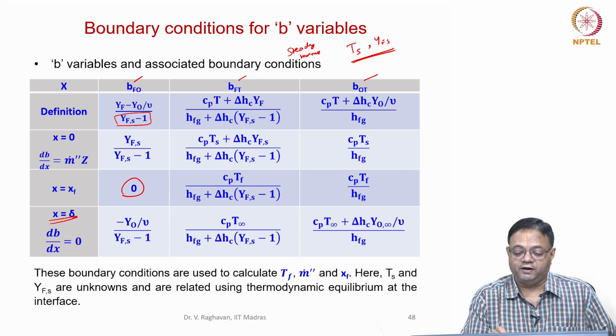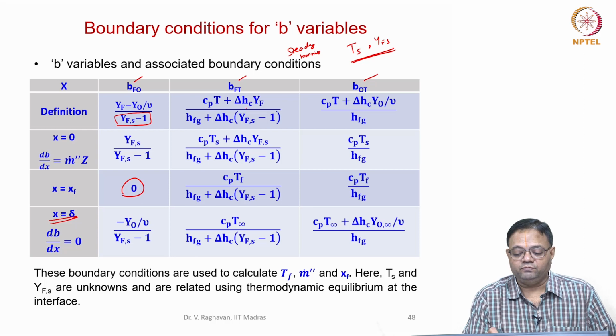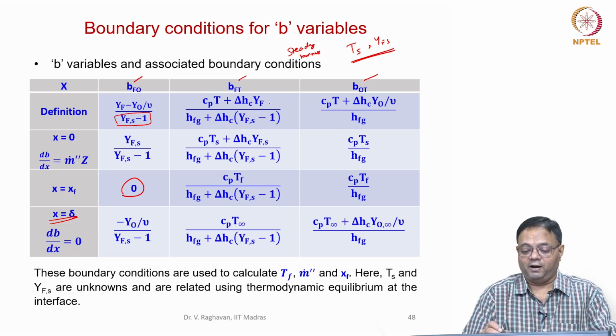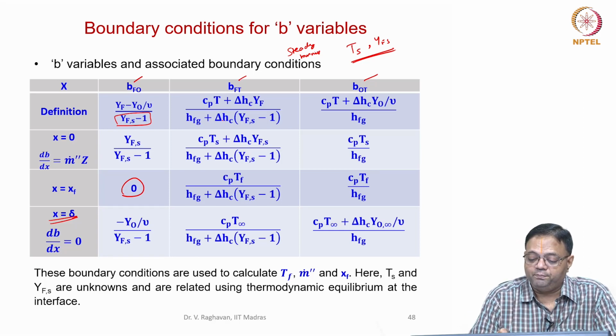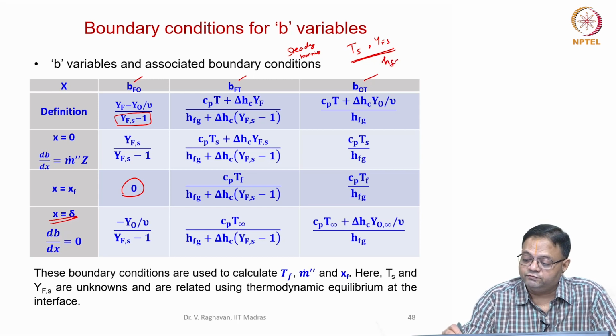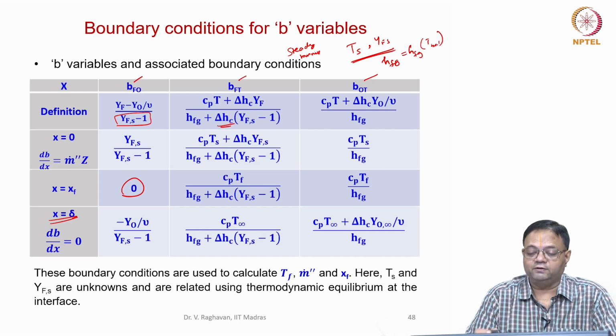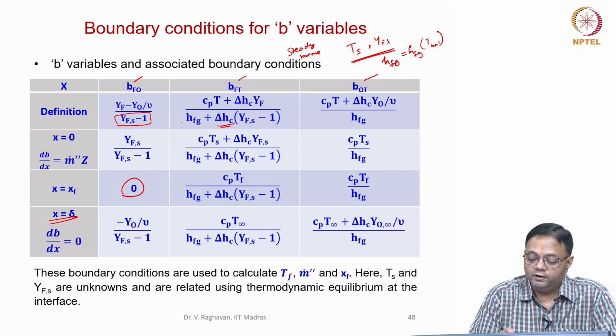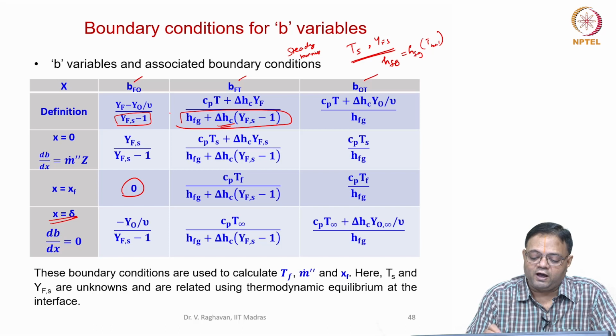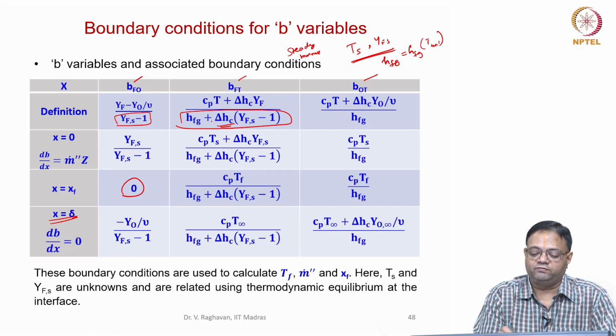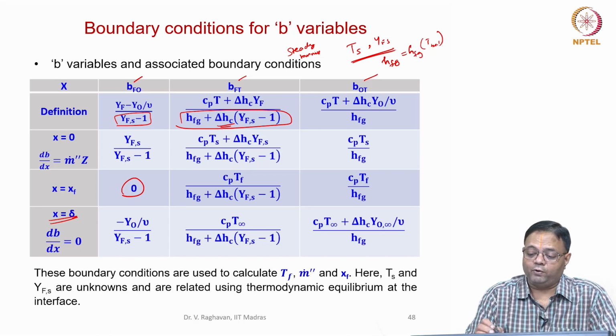BFT is defined as actually CpT plus delta Hc into YF, but I am normalizing this by HFG plus delta Hc into YFS minus 1, all are constant. Please see that HFG is the HFG value at T boil, so this is also constant. Delta Hc is the calorific value, that is also constant. So this is a constant value, I am dividing by it to normalize. I can also have the variable without dividing by these values, not required. But why am I dividing?